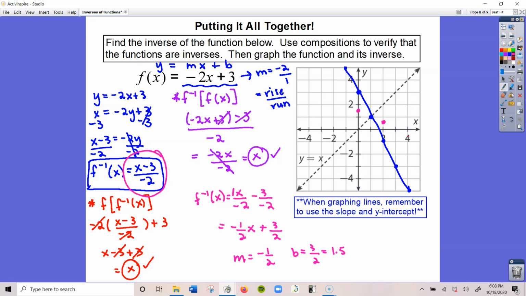Down 1, right 2. Or if you left the negative in the denominator, then it would be up 1, left 2. And again, we would connect the dots, and this would be my inverse. So that's how you graph. And when you graph, you'll notice that it's a reflection over y equals x. Your two lines should intersect somewhere on that line y equals x.